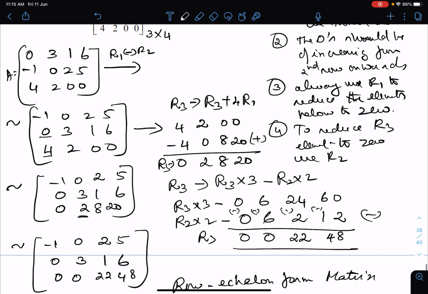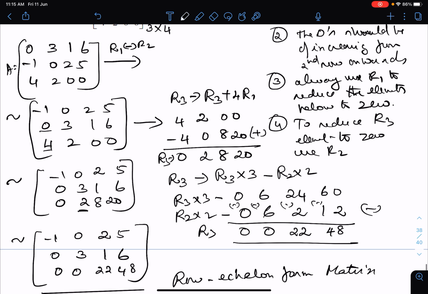So you remember these 4 points. As you practice, it will be easy for you to do this row echelon form.